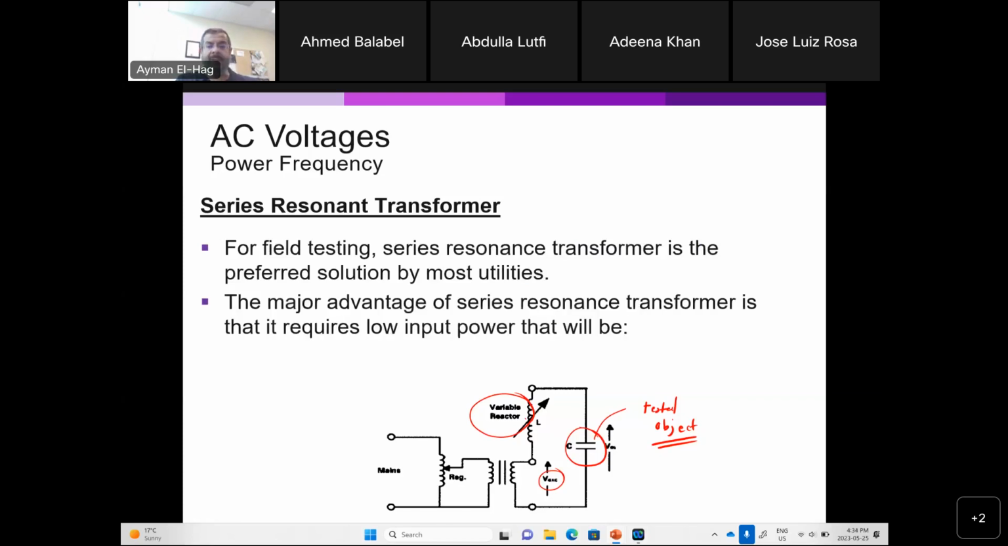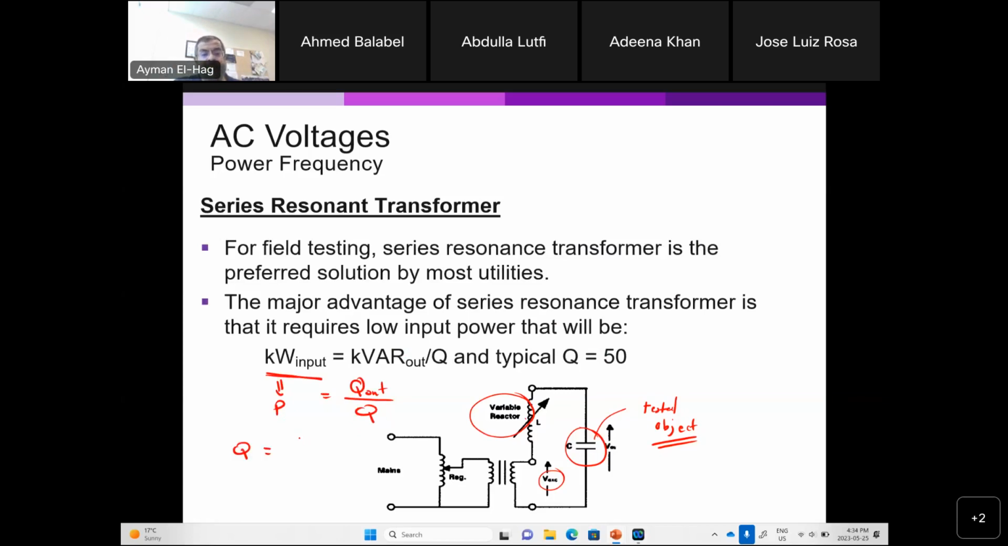Okay? So the main formula that we have is that the power, this is the P, the input power, is equal to the Q output divided by something we call the quality factor, Q. Q is the quality factor of your resonance circuit. Now, the quality factor, generally speaking, is equal to the energy stored over energy dissipated. Okay, so this is the definition of the quality factor.